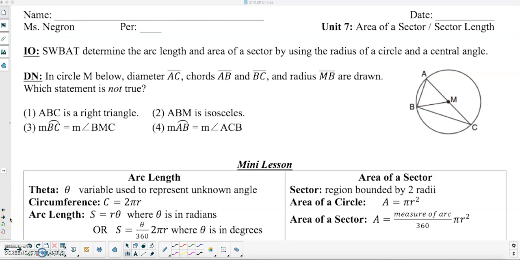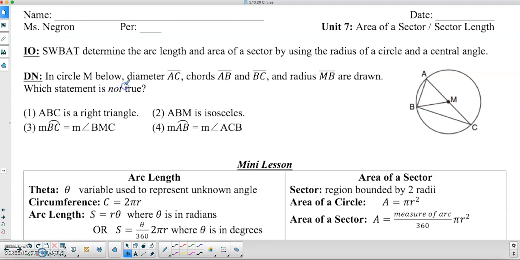So we're going to be talking about the area of a sector and sector length to kind of wrap up our circles unit. But before we do that, I would like to spiral back a little bit to include central and inscribed angles. So if we take a look at the do now, it states, in circle M below, diameter AC, chords AB and BC, and radius MB are drawn. Which statement is not true?